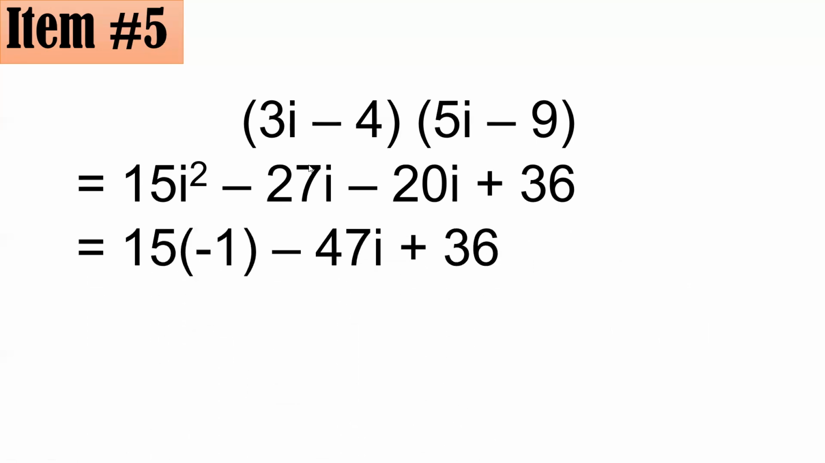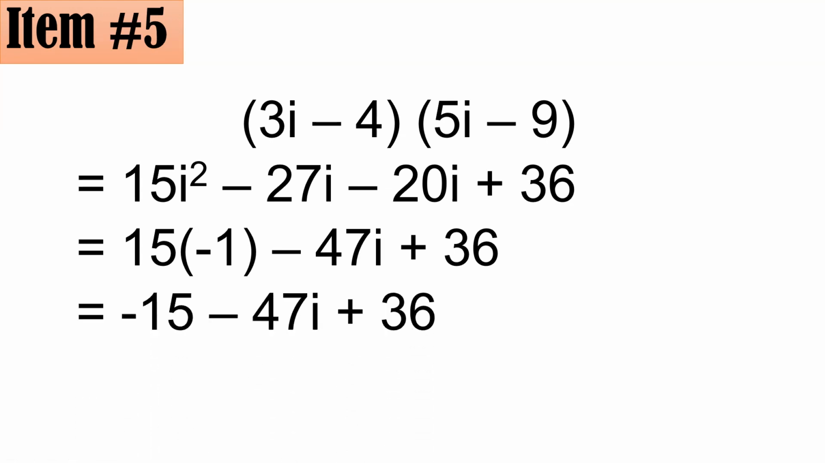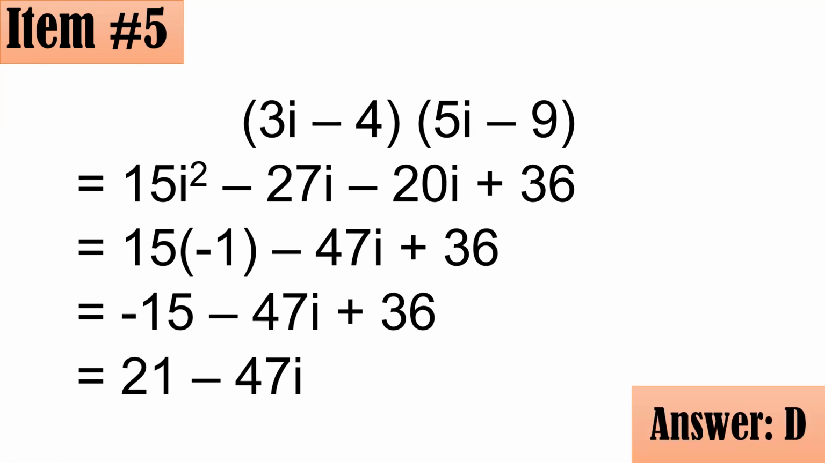But if you could see, let's remember our complex numbers: i squared is equal to negative 1. That's why I replaced this i squared with negative 1, and that's why we have 15 times negative 1. And I combined like terms. Negative 27i minus 20i, that's minus 47i. Then you have your plus 36. Simplifying this will be negative 15. The rest were copied. And combining negative 15 and 36 gives 21 minus 47i. So letter D. All right.